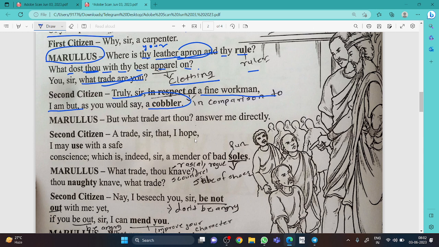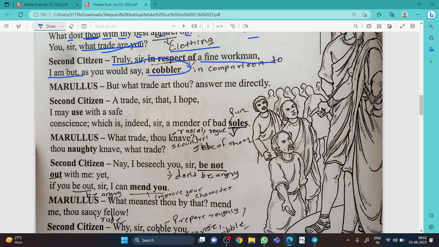Shoes. Okay. Now Marulus says, what trade are you? Answer me directly. I would say a cobbler. He has already answered, but still he is asking, what trade are you? Answer me directly. How funny. Second citizen said, A trade, sir, that I hope I may use with a safe conscience, which is indeed, sir, a mender of bad souls. What a pun he has used. Do you know, beta, pun? Pun means play of words, use of words very cleverly.